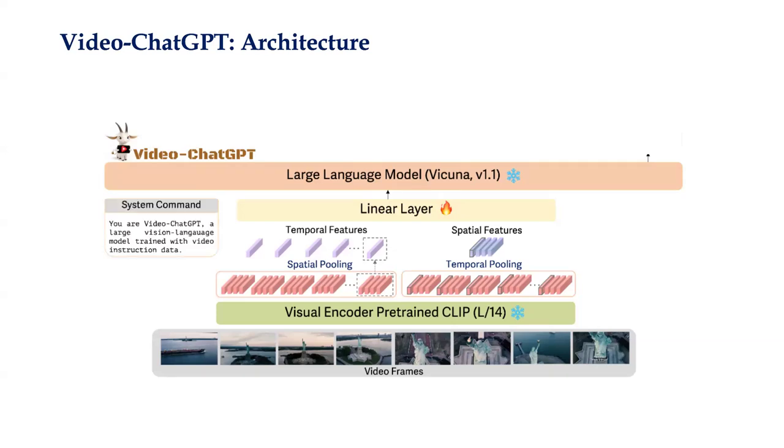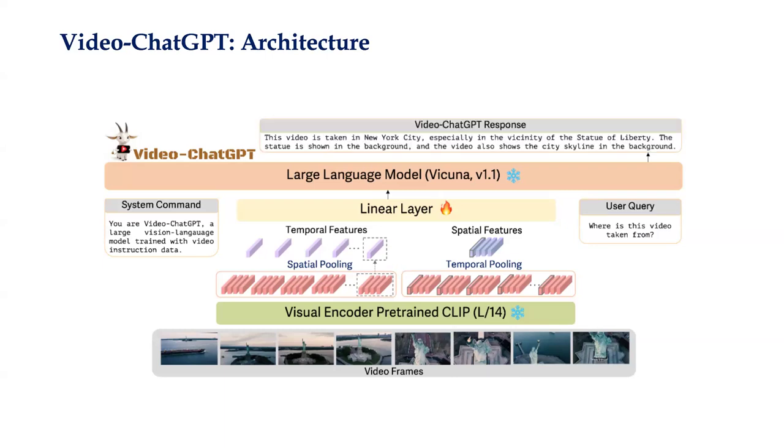So the idea will be, the system command will be, you are Video-ChatGPT, a large language model trained with video instruction data, and the user will ask, where is this video taken from? And the answer will be, this video is taken in New York City, essentially in the vicinity of the Statue of Liberty. The statue is shown in the background, and the video also shows the city skyline in the background. Amazing, right? So this can talk to you. That's what we want to do.